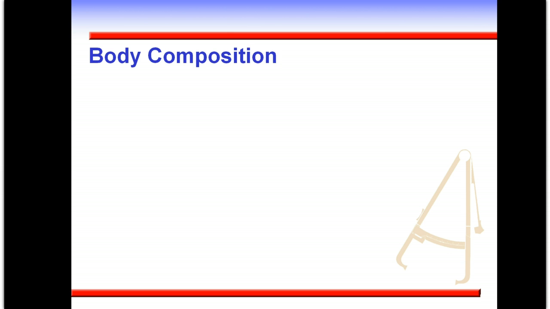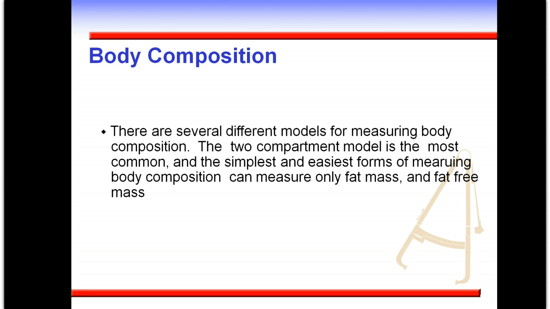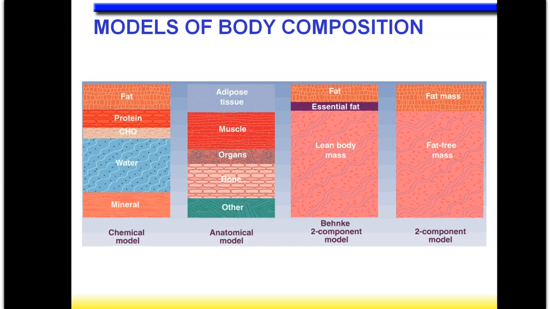Okay, so there are several different methods for measuring body composition. The two compartment model is the most common. It's the simplest and easiest form of measuring body composition. The downside is it can only measure fat mass and fat-free mass. So the model that we use the most is this model over here on the right-hand side. Again, it divides your body up into fat mass and fat-free mass, right? So you basically have the fat mass and everything else.